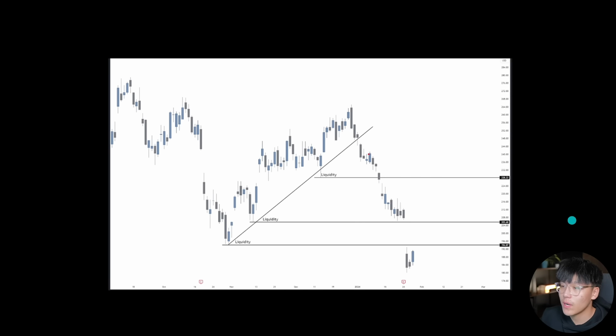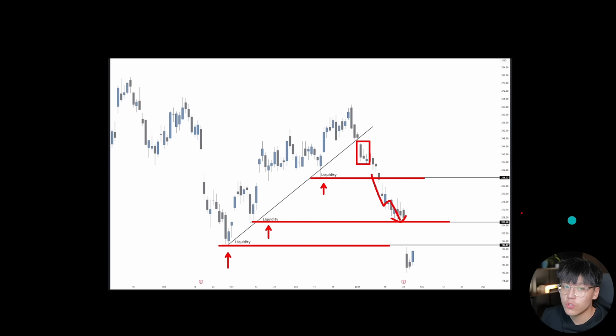And as you can see right here, once price broke underneath this trend line, the key levels were these key liquidity levels being these key lows, and price ended up gravitating towards the downside because we had liquidity resting underneath every single low, as you can see right here.